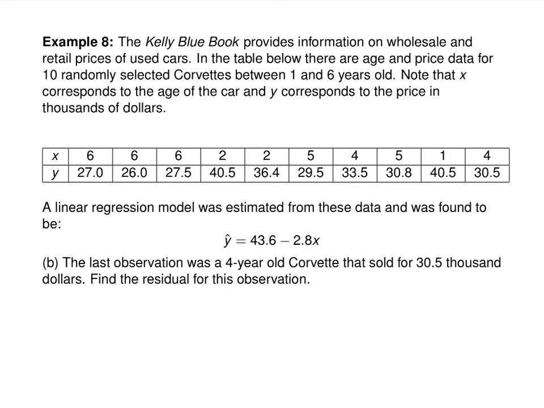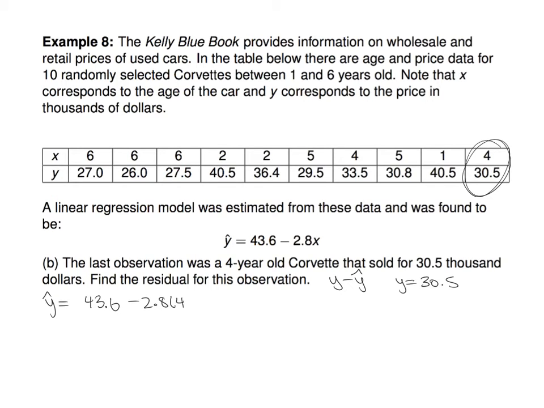The last observation was a 4-year-old Corvette that sold for $30,500. Find the residual for this observation. Well, remember that the residual is given by y minus y hat. We know that y is equal to 30.5 thousand. We just need to find y hat. So y hat is 43.6 minus 2.8 times 4, which works out to 32.4. So the residual y minus y hat is 30.5 minus 32.4, which comes out to be negative $1.9 thousand, or negative $1,900.